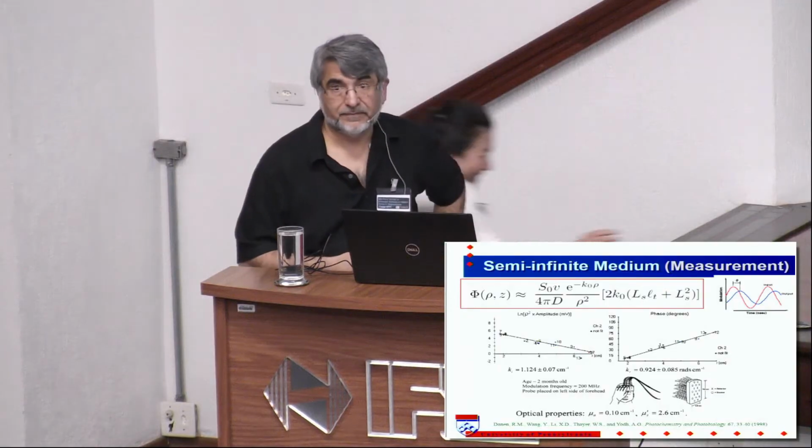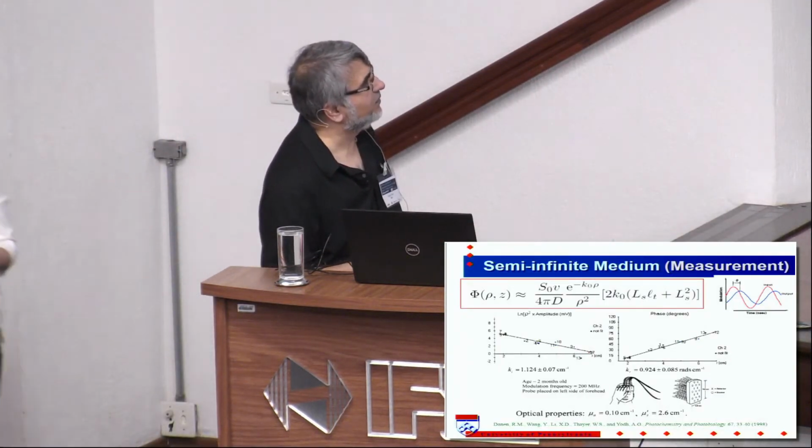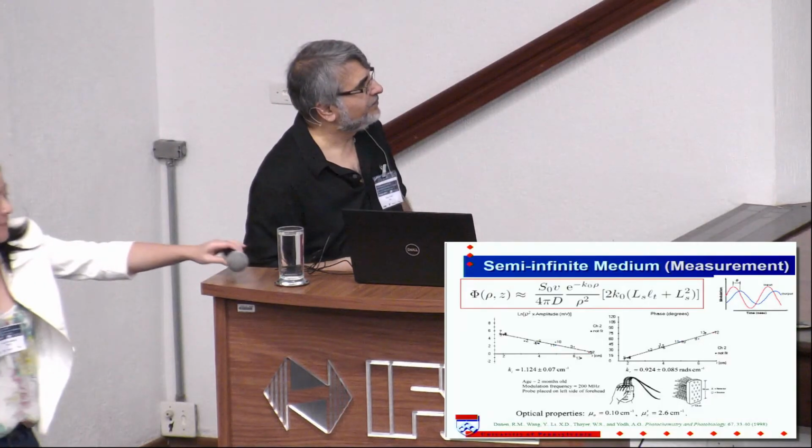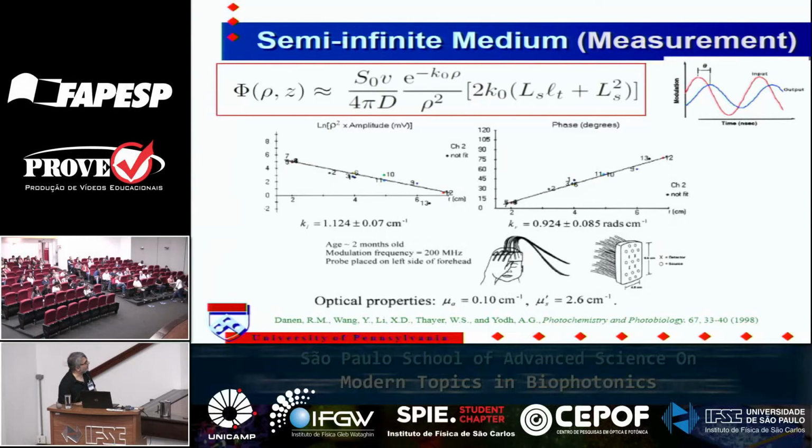Can you hear? Okay. So basically, this is a measurement that we did on the head. So we have a bunch of source detectors. So I'm plotting the magnitude of the amplitude versus the source detector separation, the magnitude of the phase versus the source detector separation. I get two straight lines like I expect from this function here. And from the slopes of these lines, I can extract the optical properties. So again, that's really powerful.